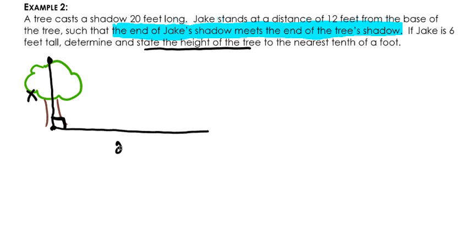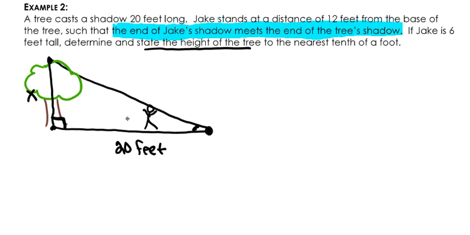The length of the shadow for the tree is 20 feet. Jake stands at a distance 12 feet from the base of the tree, but what's important here is that the end of Jake's shadow is going to meet the end of the tree's shadow. So that end of the tree shadow is also going to be the end of Jake's shadow. So that means that our friend Jake here has to stand in between the tree and where those shadows meet.